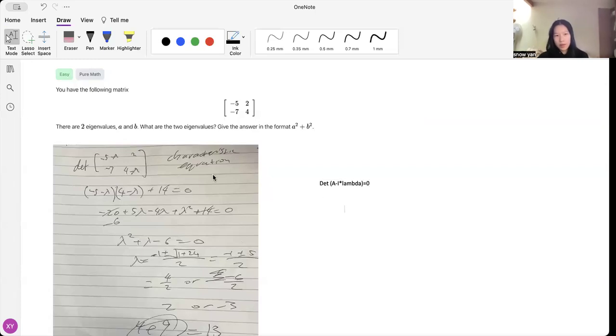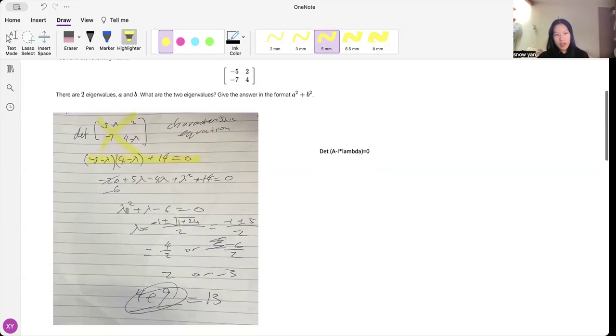So this is what I have here. I have the determinant and I have each value minus I times lambda on the diagonals. And then what I do here is because it's a determinant and it's a 2 by 2 matrix, I could just simply find the determinant by taking the diagonals and taking their differences. So I would have -5 minus lambda, 4 minus lambda times together, subtracted by -7 and 2, which would be plus 14 over here.